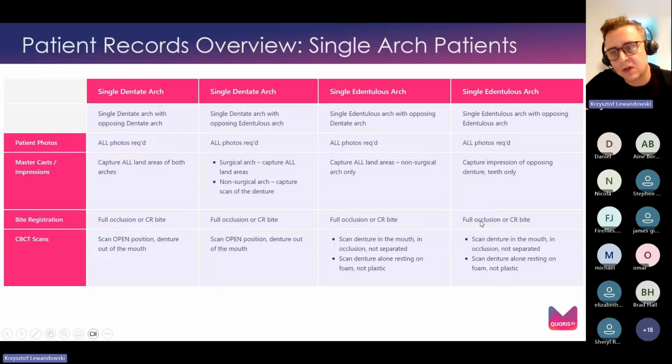We need to receive the good record of the bite registration or bite scan. And here again, we would follow the dual scan protocol. So scan of the denture in the mouth, in occlusion, not separated, with the scan marker in place. And as a second record, we would need to have scan of the denture alone, on the foam, not plastic, with the same position of the markers.